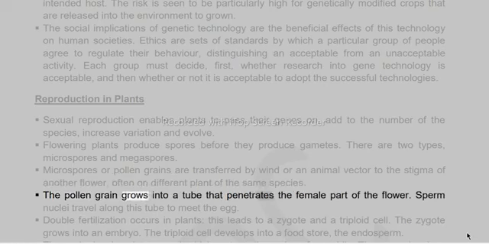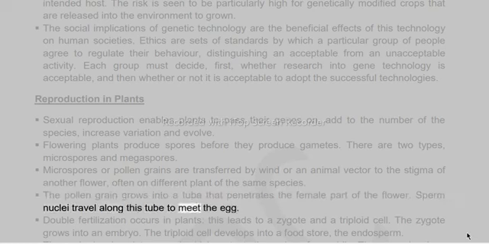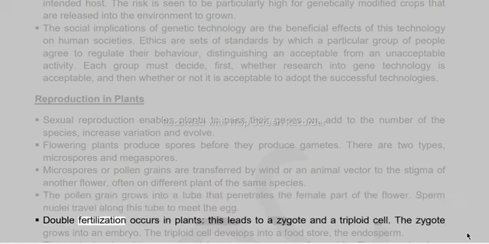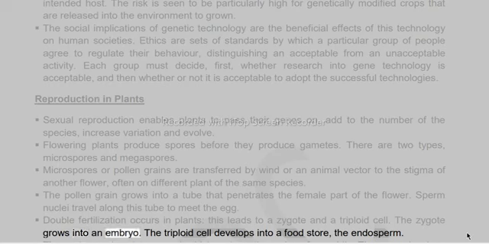The pollen grain grows into a tube that penetrates the female part of the flower. Sperm nuclei travel along this tube to meet the egg. Double fertilization occurs in plants. This leads to a zygote and a triploid cell. The zygote grows into an embryo. The triploid cell develops into a food store, the endosperm.